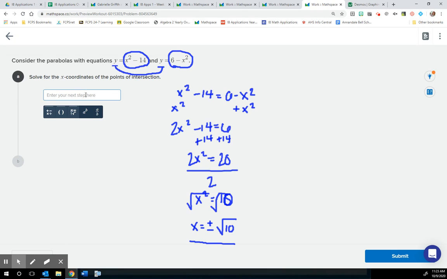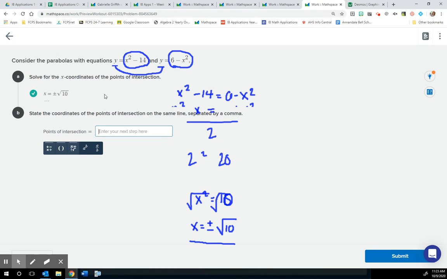So this is what I'm looking at as my solution. So back into typing in Mathspace, I'm going to say x equals, I can even use the plus or minus button, with the square root of 10. Or you could write it out twice. 1 equals positive square root of 10, 1 equals negative square root of 10. Stating the points of intersection. So you could use this with either equation to then go on to solve for y.